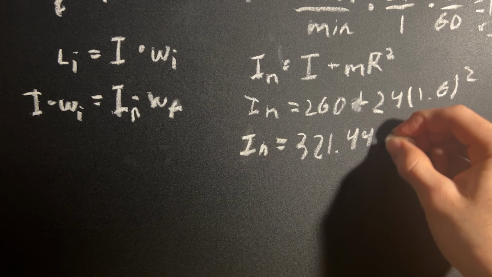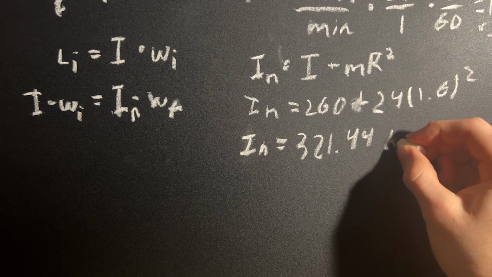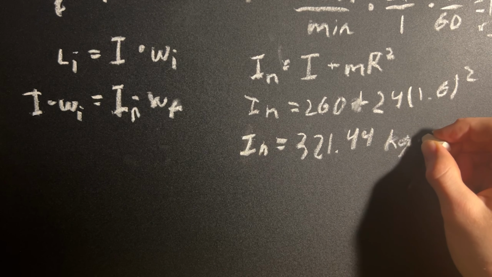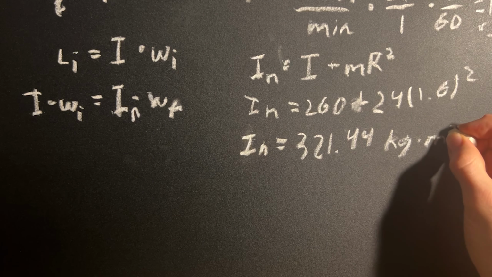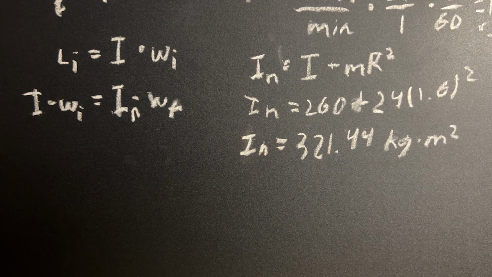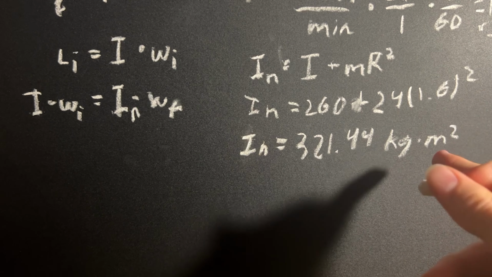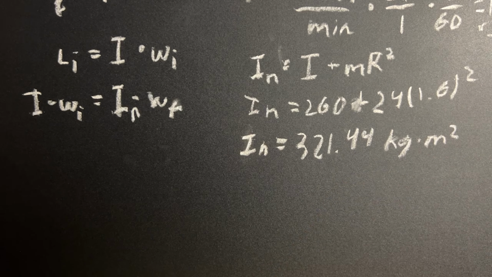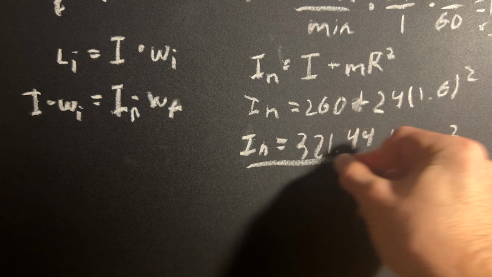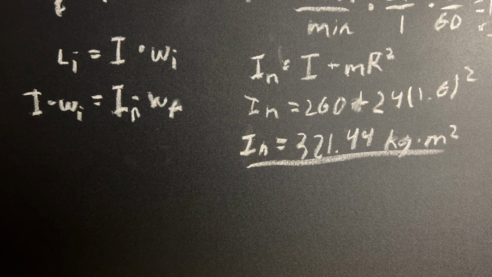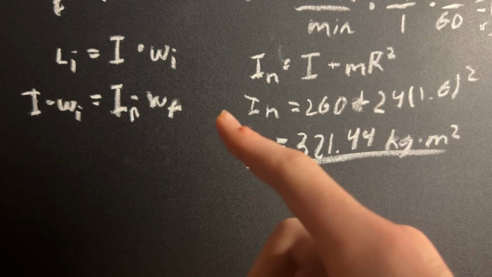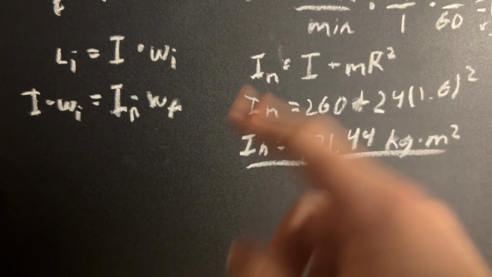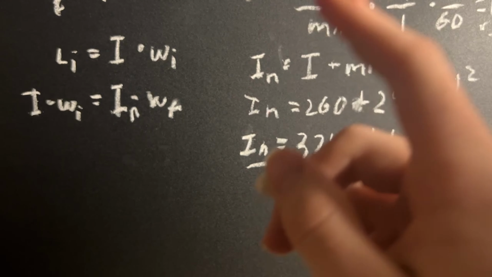This is in the same units as before. Kilograms, meters per second squared. Oh, excuse me, I apologize. Kilograms times meters squared. Now we have this value. Now that we have all of this information, we have enough to solve for the final angular velocity.